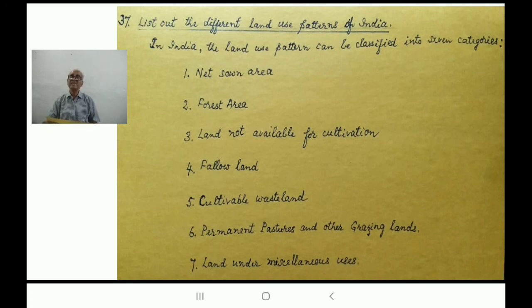Second one, forest area, forest cover. Third one, land not available for cultivation. There are lands which are not available for cultivation. Say roads, railways, land is used. There you can't cultivate at all. Fallow land, land due to dryness or some reason it's fallow. You can't grow anything there.